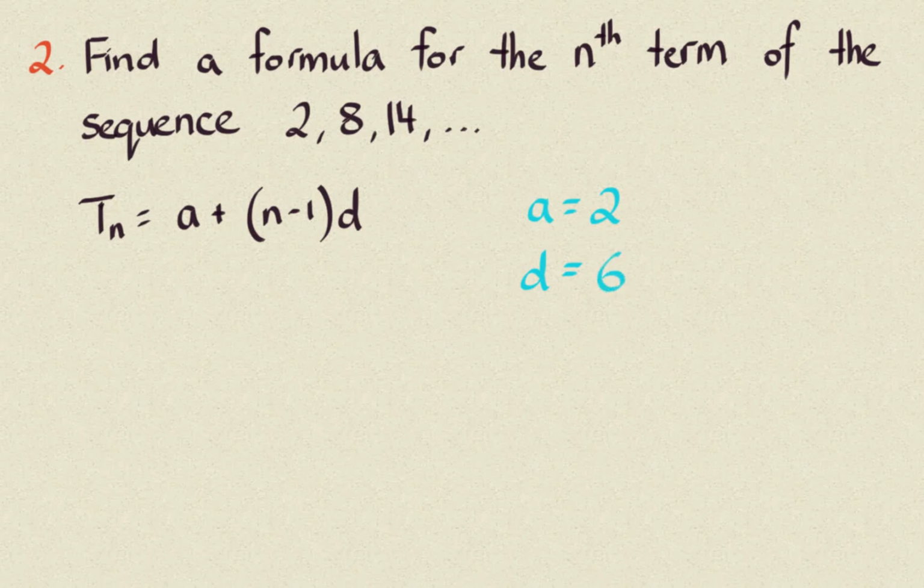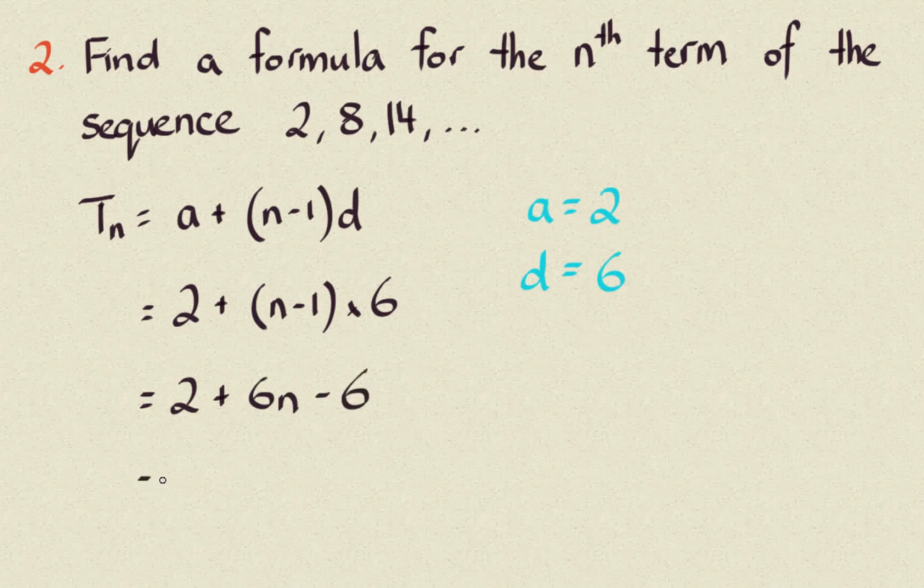So substituting those values in, we get 2 plus n minus 1 times 6. And so if we wanted to make this look a little bit nicer, we would expand the brackets here. So we have 6 lots of n minus 1, and then collecting like terms, the 2 and the minus 6 gives us negative 4. And so there's our formula for the nth term of this sequence, 6n minus 4.